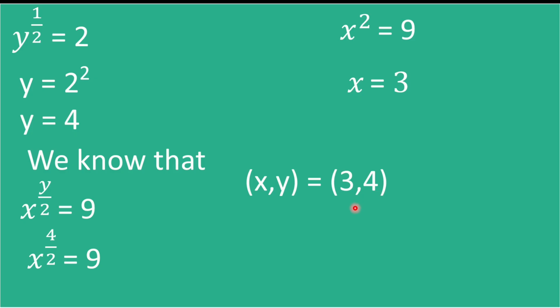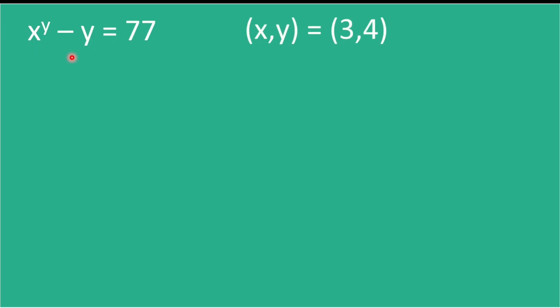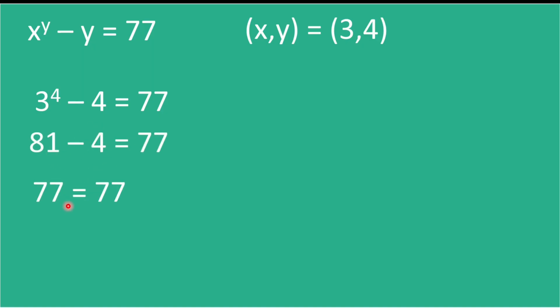Now let's verify as well. So let's verify. This was our question, and now we will put the values of x and y, which are 3 and 4. So we will put x equal to 3 and y equal to 4. So 3 power 4 minus 4 equals 77, and 3 power 4 means 81, because 3 3s are 9 and 3 3s are 9. So 9 times 9 equals 81. So 81 minus 4 means 77, which is equal to 77. So this is verified as well. So it means that this is the solution of the given question.